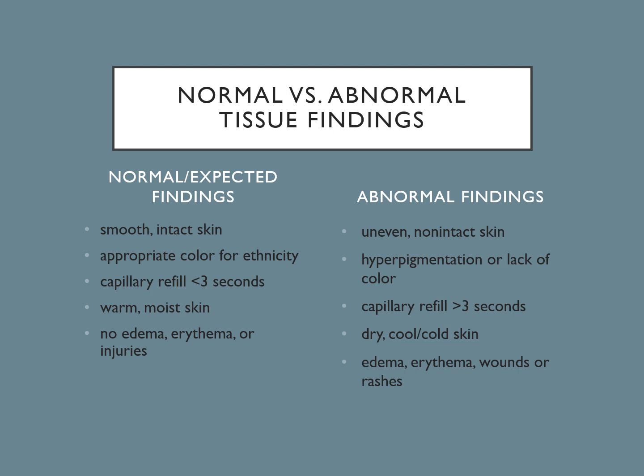We don't want to see any open wounds, bruises, things like that. An abnormal finding would be the opposite of all of those things. So it would be an uneven or non-intact skin. It would be hyperpigmentation or a lack of color.